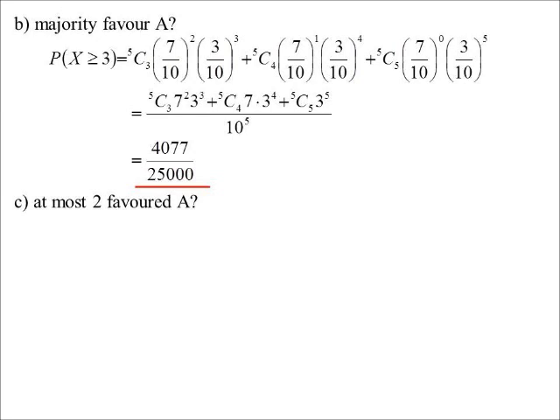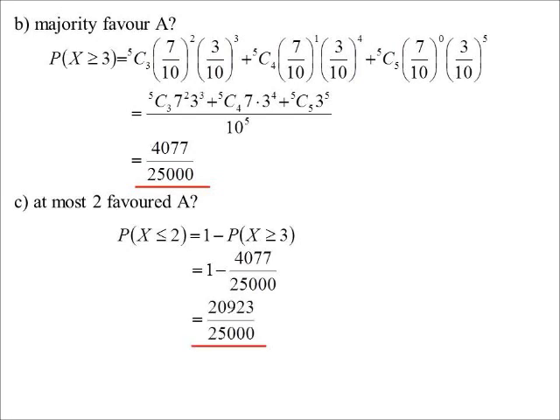At most 2 favoured A. Again, don't forget your basic probability ideas. We've just worked out the majority favour A, 3, 4, 5. So if at most 2 favour A, that must be the complementary event. So I'm not going to waste time. I'm going to say, hang on, well, that's just 1 minus what I've already worked out. So subtract from 1 and we get our answer. So obviously all our probability theory from before, it still works.